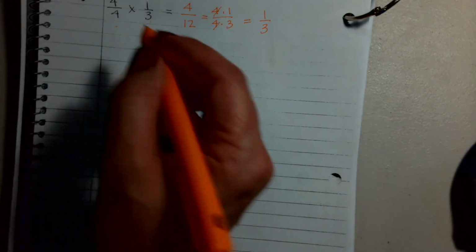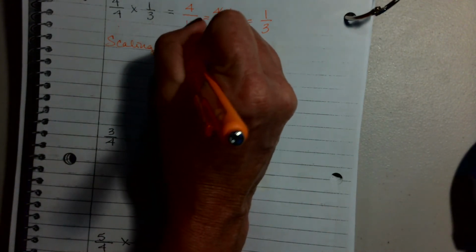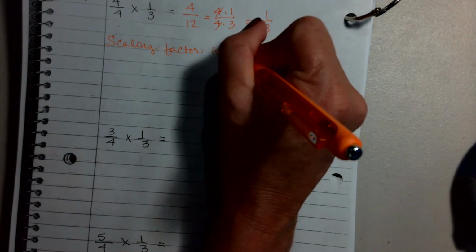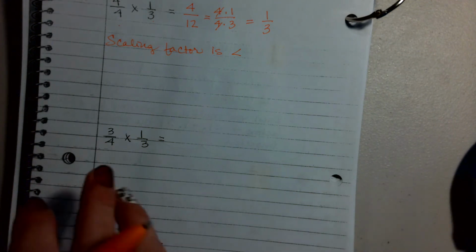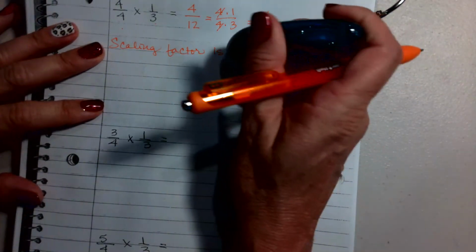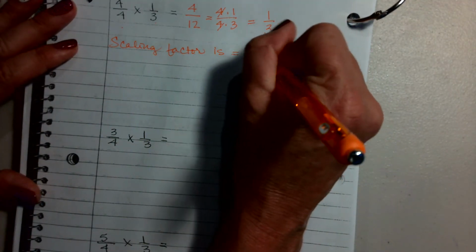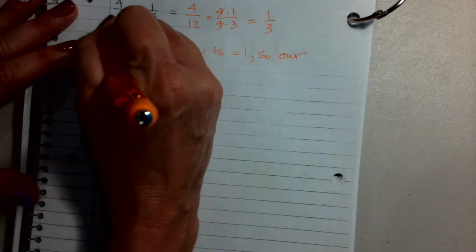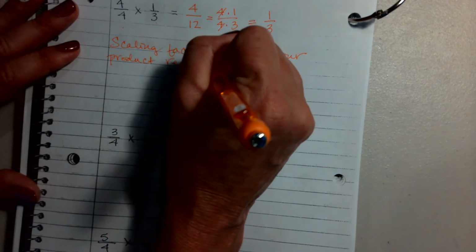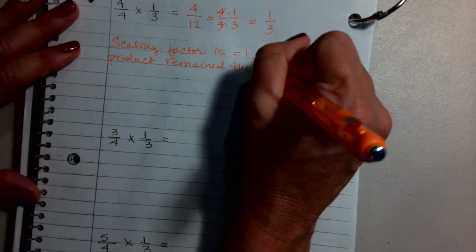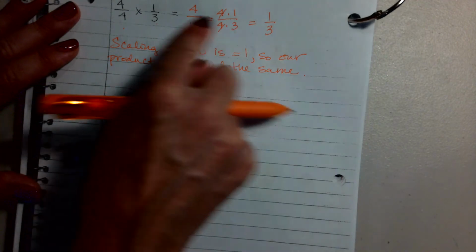Perfect. Okay, so the scaling factor is equal to 1. So our product remained the same. Now, on a test or a quiz, this might be the answer that you have to write out.